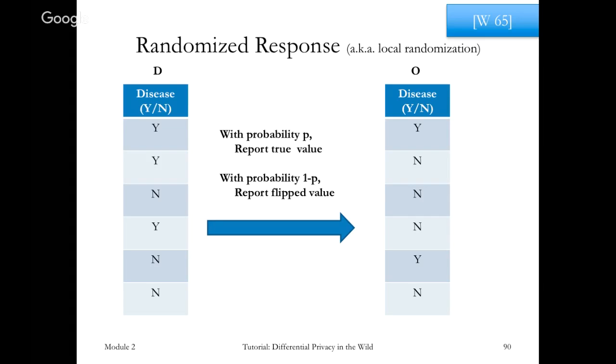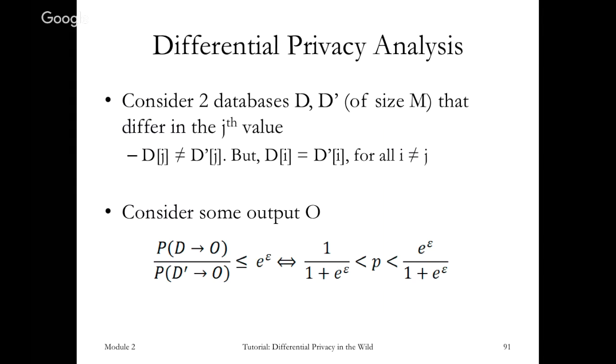This was invented in the 60s by sociologists who were trying to interview people and ask them very sensitive questions, maybe about their political orientation, sexual orientation, illicit activities that they may be involved in. The idea was that you could ask them a question and they could flip a coin and then potentially tell you the truth if the coin comes up one way and lie if it comes up another way. Okay, so this satisfies differential privacy.